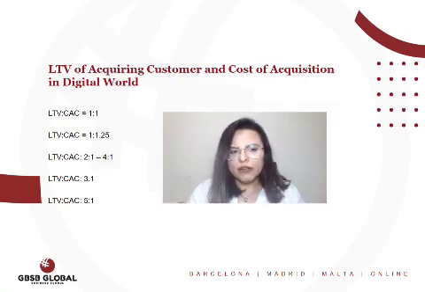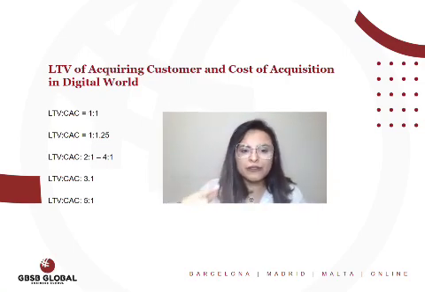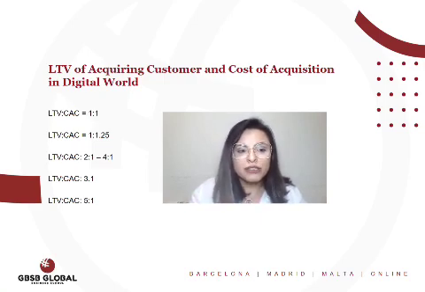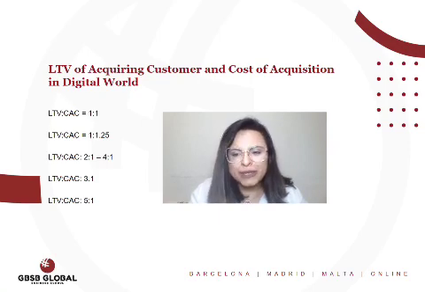If the LTV to CAC is 1 to 1, it might appear that the company is efficient, but actually it is not. Just before understanding why, 1 to 1 means the cost to acquire a customer is the same as the customer lifetime value. So if we are spending $1 to acquire a customer, he's spending in parallel $1. It might feel that it's efficient, but actually it is not, because it will make the company lose money in reality, because this number only takes into consideration the marketing expenses, and it will not take into consideration the shipping costs and the taxes.